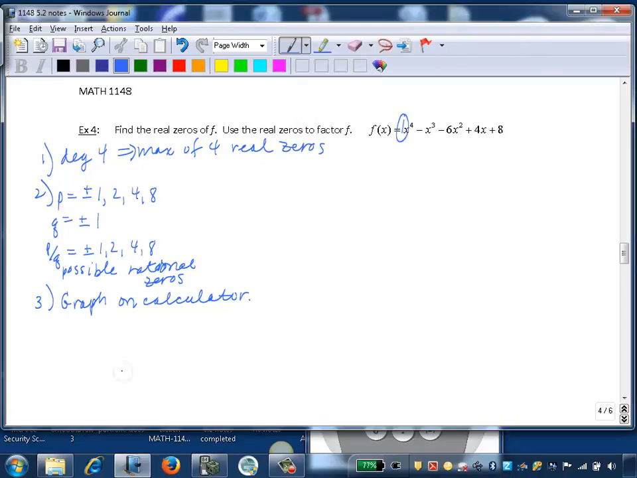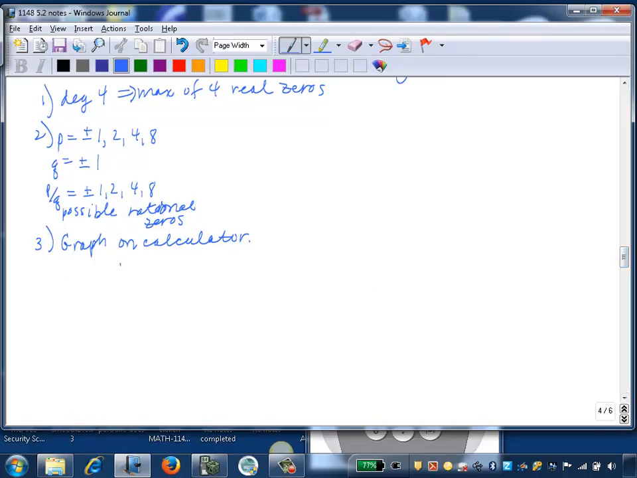So let's make a little sketch of this in our notes here. So all that's important is those x-intercepts and the general shape. We don't care about anything else. So we've got -2, 0, -1, 0, and 2, 0. And we've got this kind of W-looking shape.